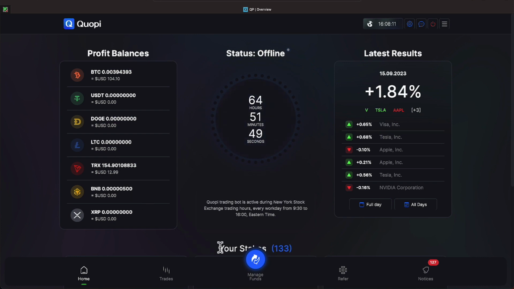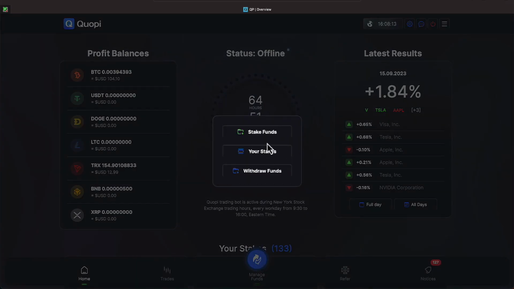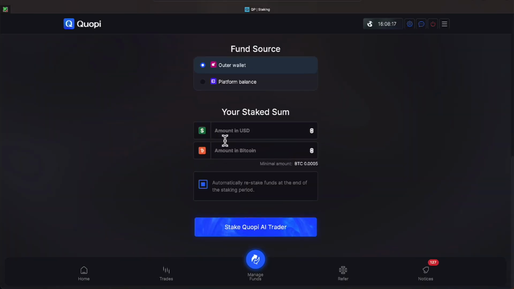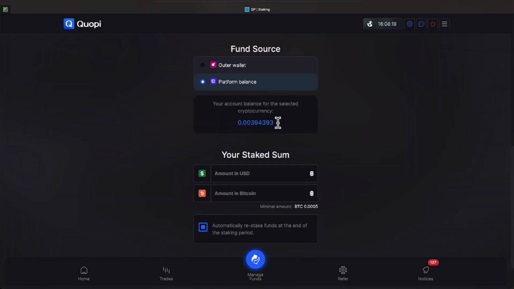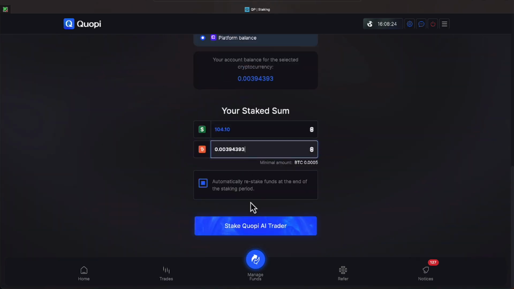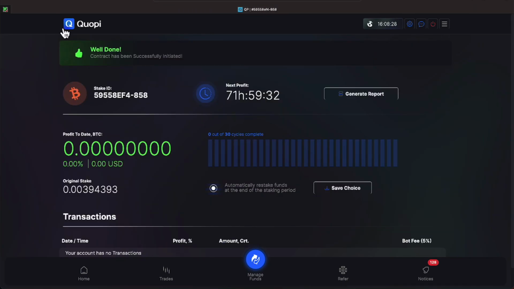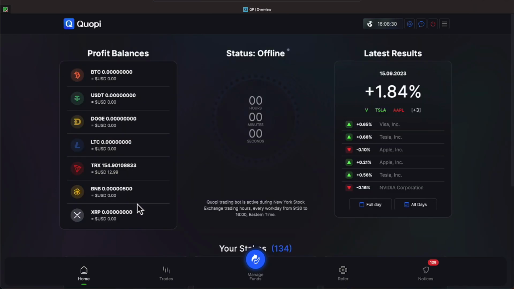So now we will go over to Bitcoin and copy that amount. We will hit stake funds, keep it on Bitcoin, check the platform wallet, go ahead and copy that amount there, paste that amount there, and hit the blue button to get that staking started. Another contract well done, successfully initiated.